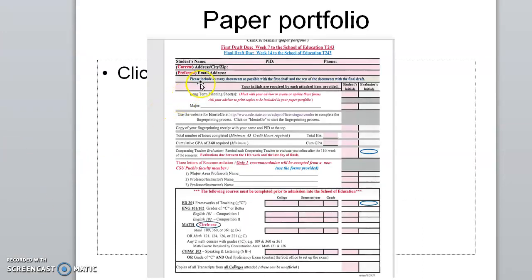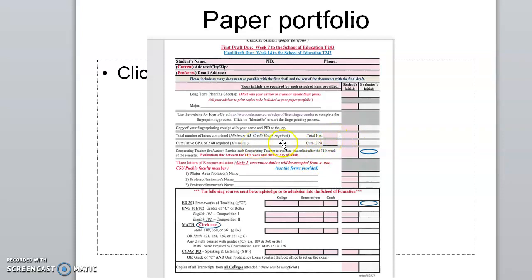It will look something like this, and so it has your name, address, all of that information, your major. You need to put if you've done your fingerprints and a copy of your fingerprinting receipt with your name, total number of hours completed so far up to this semester. So you should have at least 45 hours completed. If you have 43 or less than that, you must by the end of this semester have 45, and so you need to put that there. Knowing that whatever hours you get this semester will add to that. You have to have 45 hours to get into the program.